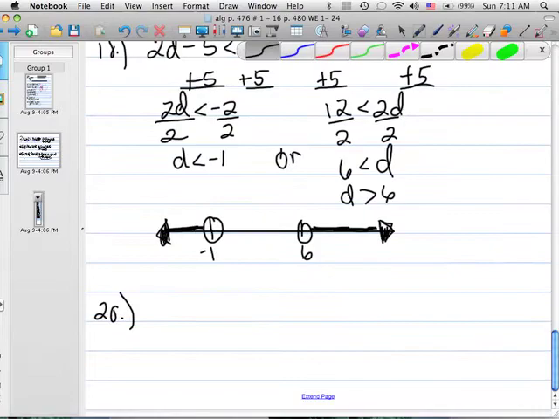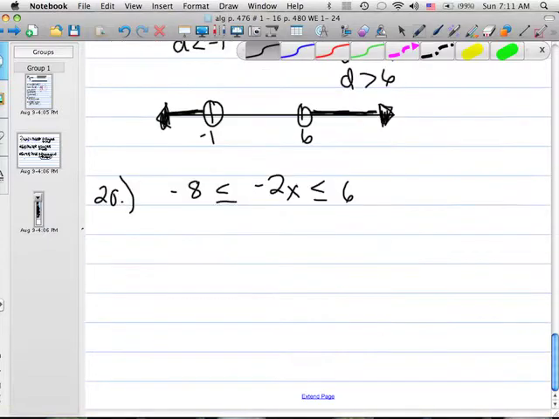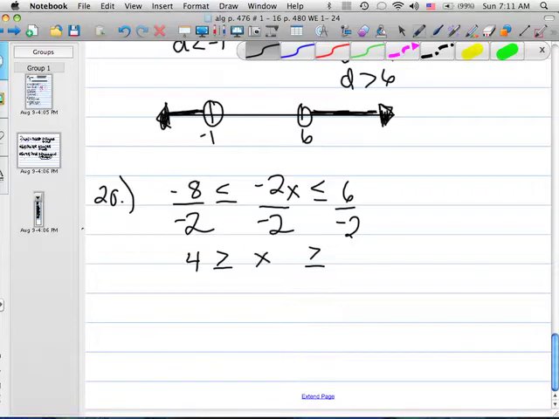Section B, number 20, we're going to see the inequalities turn because we're going to be multiplying or dividing by negative numbers. So here we start out with a compound sentence connected by "and," intersection ones in the short form, and we want to solve for x, so we're going to divide by negative 2. The minute I divide by negative 2, I have to turn the inequalities around, so it's going to be greater than or equal to now. So I get 4 is greater than or equal to x is greater than or equal to negative 3.